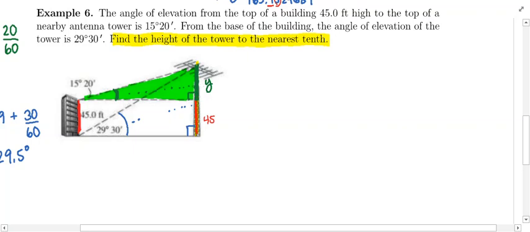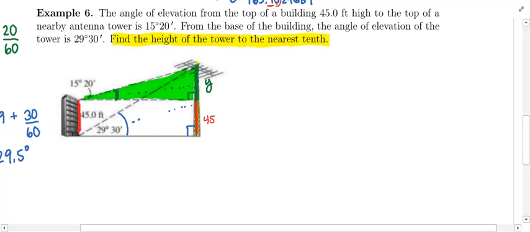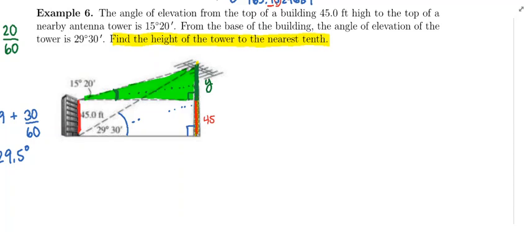But the problem is we're not going to be able to set up a right triangle ratio because we don't know anything else about this triangle. We don't know any of the sides. We know all three angles. We could subtract from 180 and get the remaining angle, but that does us no good if we don't have any of the side lengths. So that's not going to work.